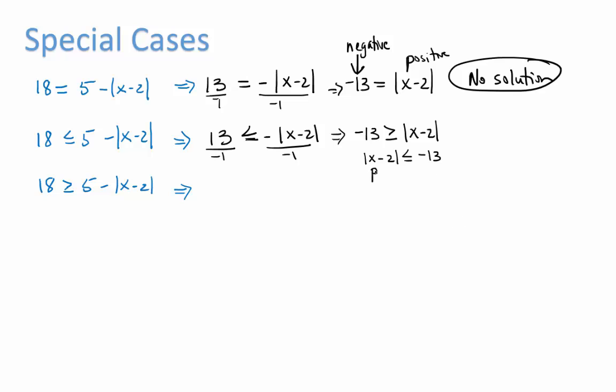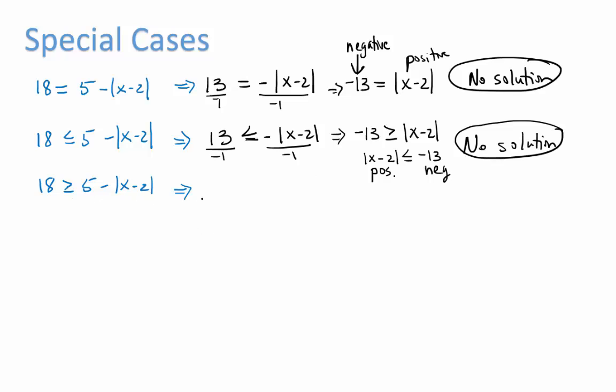Can a positive number ever be less than a negative number? Can a positive number ever be less than or equal to a negative number? No. So once again, no solution. And last one, I promise.